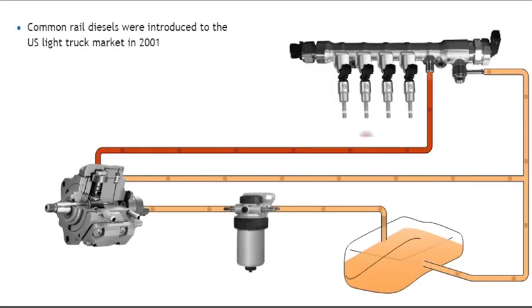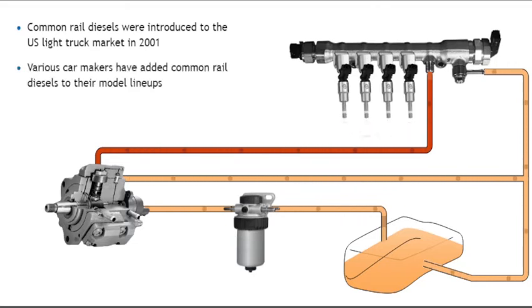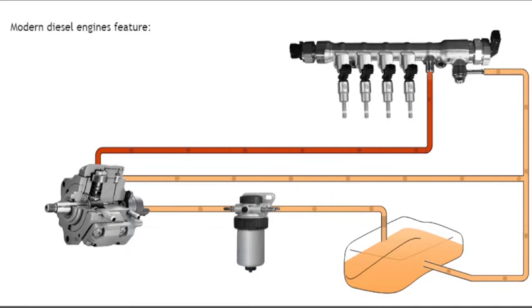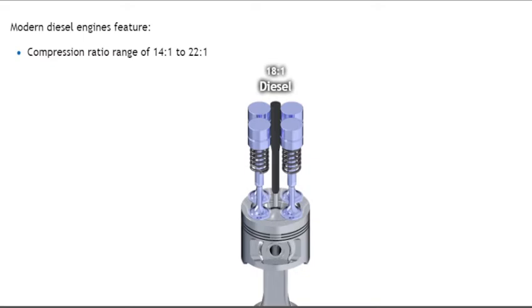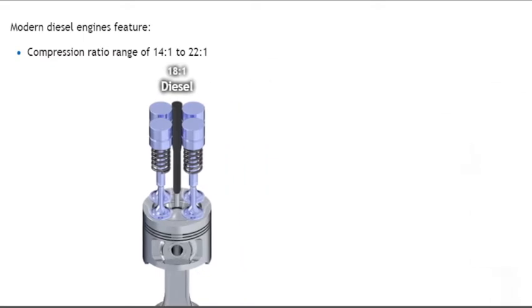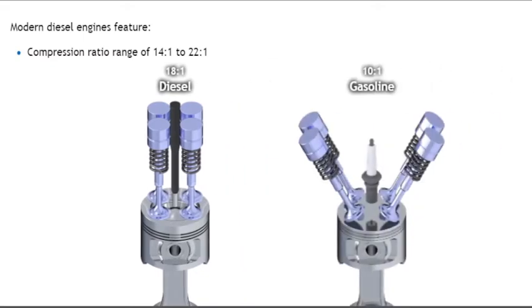Common rail diesels were introduced to the U.S. light truck market in 2001, and since then, many car makers have added common rail diesels to their model lineups. Modern diesel engines typically feature compression ratios in the range of 14 to 22 to 1 versus a gasoline engine's 9 or 10 to 1.